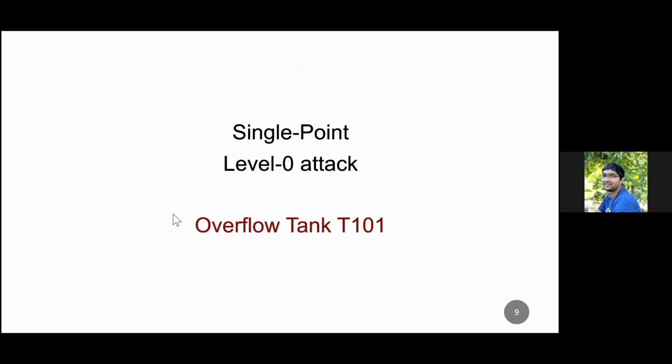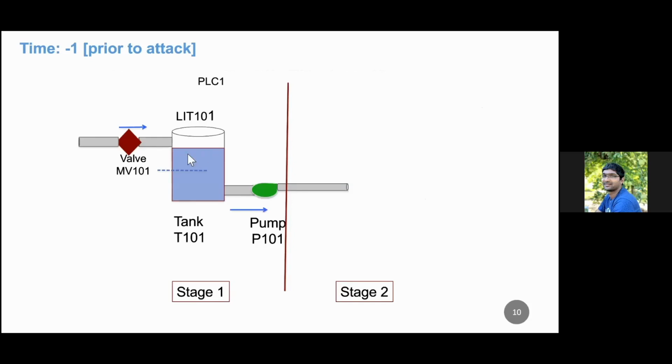Okay, so I want to show you a simple example by compromising only one component. It is a single point attack where the attacker is at level 0 and the attacker's intention is to overflow tank 101. This is picked up from the same plant which I showed, the SWaT. There is a motorized valve. Whenever this motorized valve opens, water comes to this tank. The tank is T101, and the level of the tank is measured by LIT101. There is a PLC, nothing but a controller, controlling the level of the tank. The controller's responsibility is to open or close the motorized valve to maintain the water level. Similarly, there is a water pump, which sends the water from one place to another, depending on the requirement of other parts of the system.